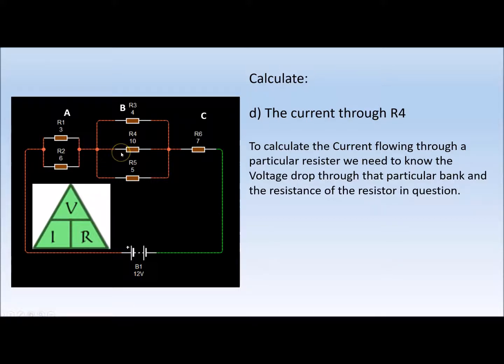Because current likes to take the path of least resistance, you're going to get higher current flow through R3, and then R5, and then R4 will have the lowest current flow through it. They will all join back up here, so that when we come back to flowing through R6, we have our total current back again to then flow round back to the battery.